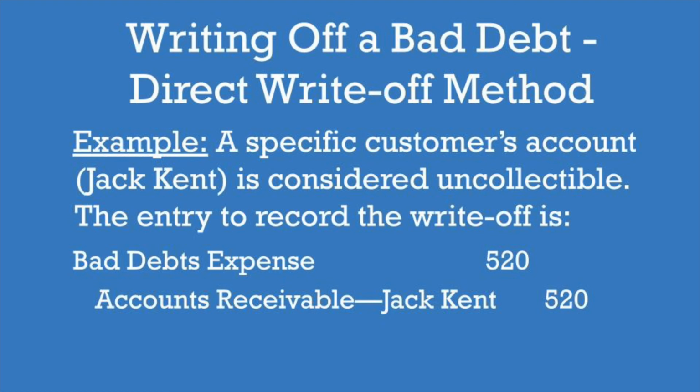So here's a simple example: a specific customer's account, say for example Jack Kent, is considered uncollectible. So we recognize that he's not going to pay the bill. In order to do this, the direct entry is very simple. Bad debt expense is debited for the amount, $520 in this particular case, and accounts receivable is reduced, or credited, by $520. A straightforward write-off.